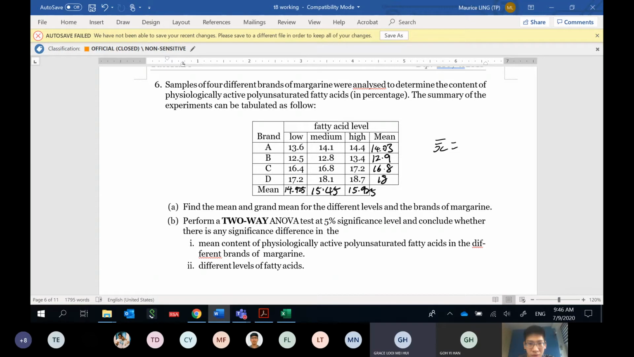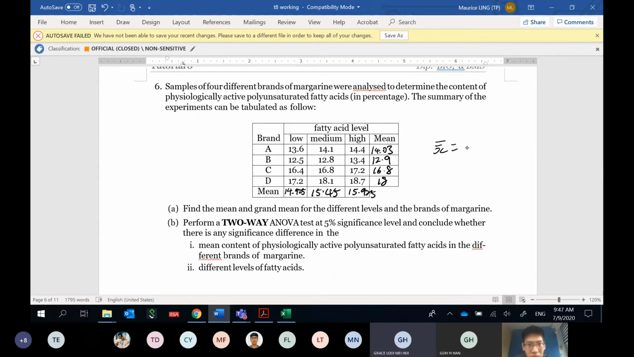Grand mean is 15.433. Okay, correct. So let's do our table first, because two-way ANOVA simply means that you test for two different hypotheses. So let's do the table.